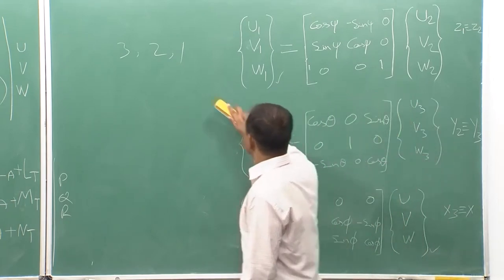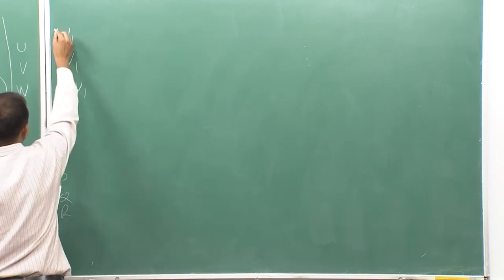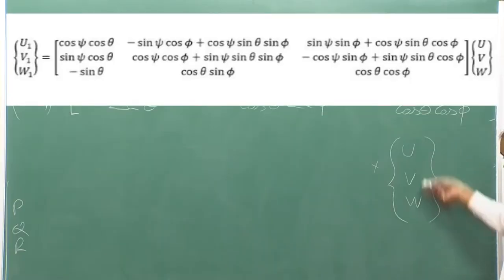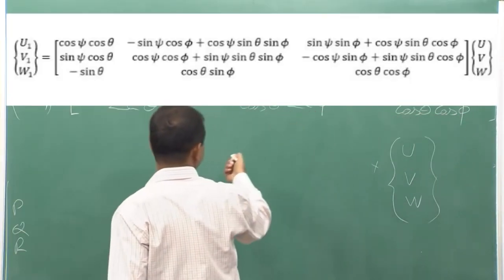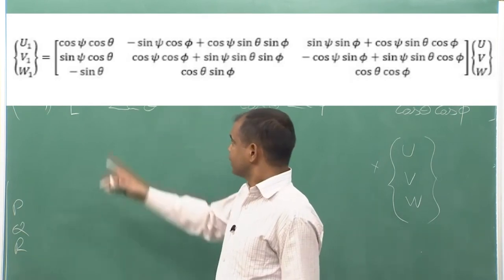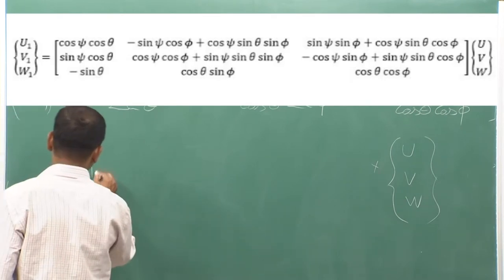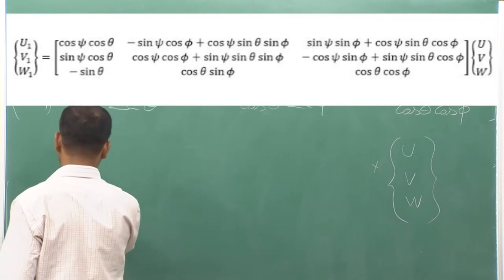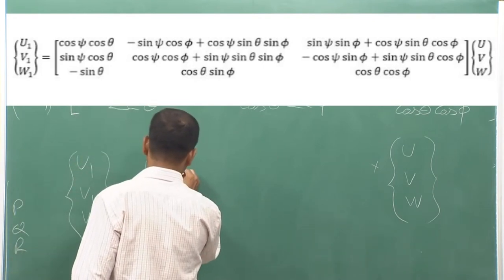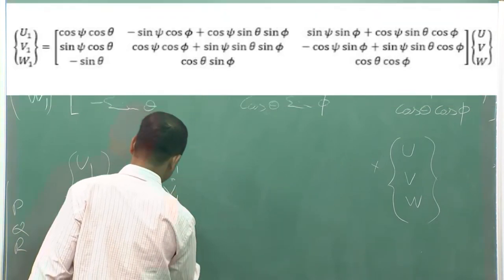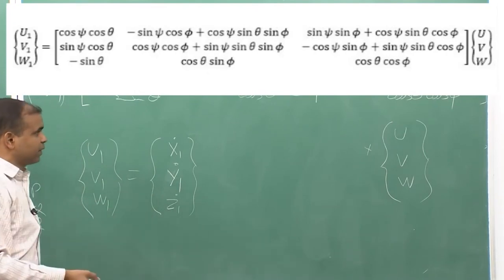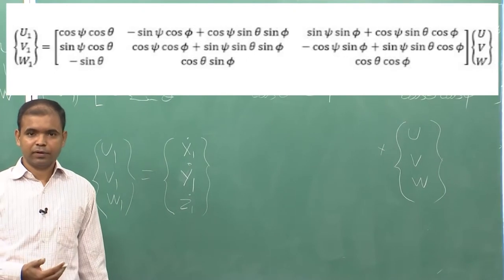frame. If you combine all these rotations in one equation, you will get in inertial frame all three velocity components, and this can be given by the multiplication of three matrices. This UVW is in body frame, and by multiplying this matrix, we are able to get U1, V1, W1. This is in our inertial frame, and this is our desire, because we want to find the trajectory. You can write U1, V1, W1 as x1 dot, y1 dot and z1 dot. So, from here we can find x1, y1 and z1, and this will ultimately give us the trajectory of the aircraft in the inertial frame.